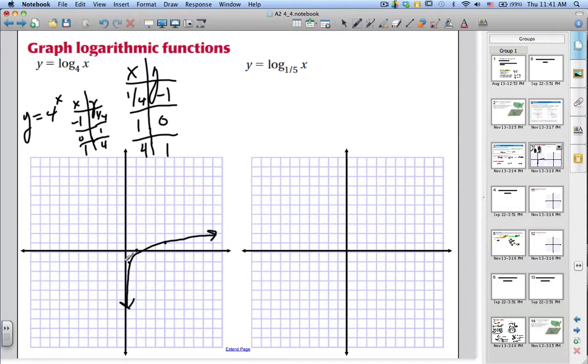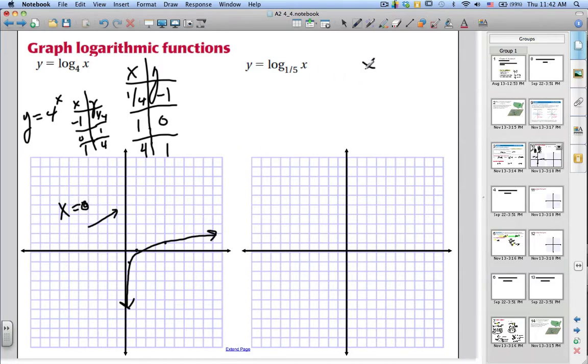Now my asymptote is a vertical line. X is equal to 0 is my asymptote. Okay, so remember in exponential functions I had a horizontal asymptote. Because these are inverses, it's rotated 90 degrees, and I have a vertical asymptote.